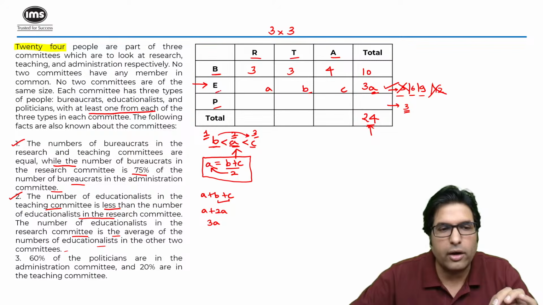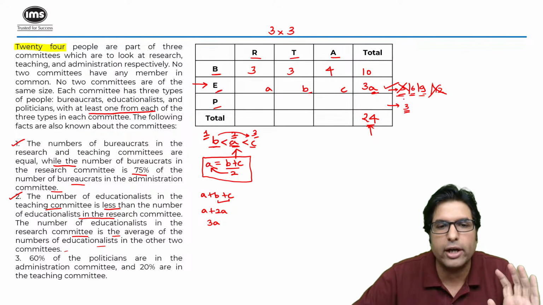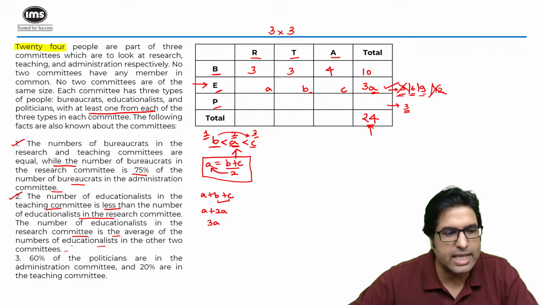So the total for educationalists cannot be 3. It can be 6 or it could be 9. I hope this much is absolutely clear. So these are the learnings from the second clue. Let's move to the third clue.